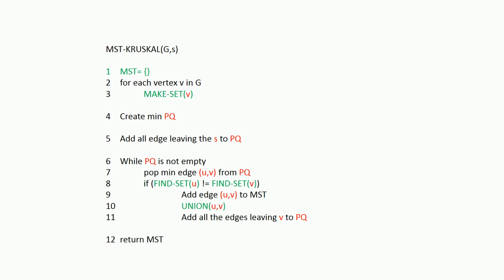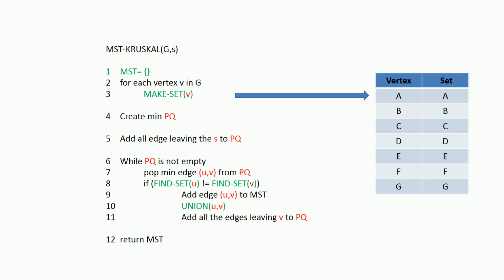In this pseudocode, the first three lines are almost similar to the lines in Kruskal's algorithm, where we initialize our MST set and vertex set map. In line 4, we are constructing our minimum priority queue. And then we have to add all the edges leaving the source vertex to that priority queue. And then we are going to iterate in a while loop until that priority queue is empty.